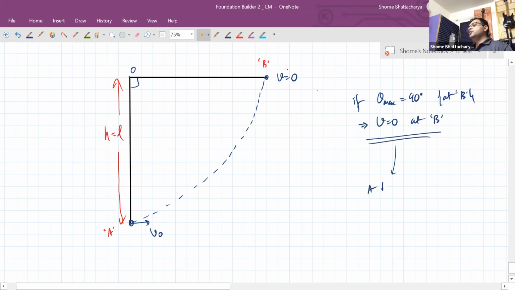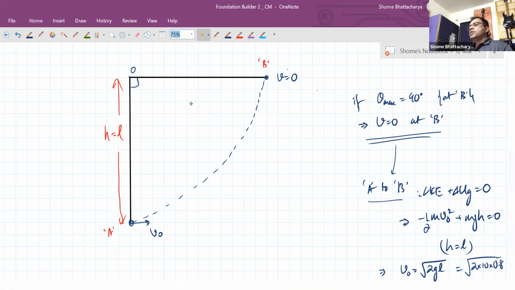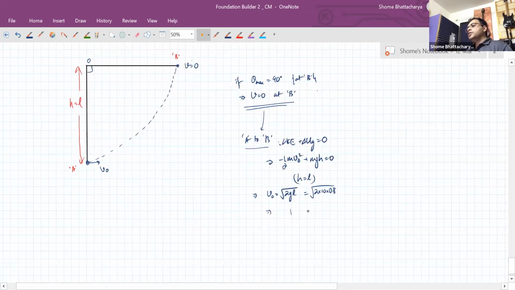So from A to B, the change in kinetic energy plus the change in gravitational potential energy is 0. So minus half m v naught squared plus mgh should be 0. But h should be equal to L. So v naught should be equal to root 2gL, which if you calculate here, is root of 2 into 10 into 0.8, so that is 4 meters per second. So I have to give it a speed of v naught equal to 4 meters per second.